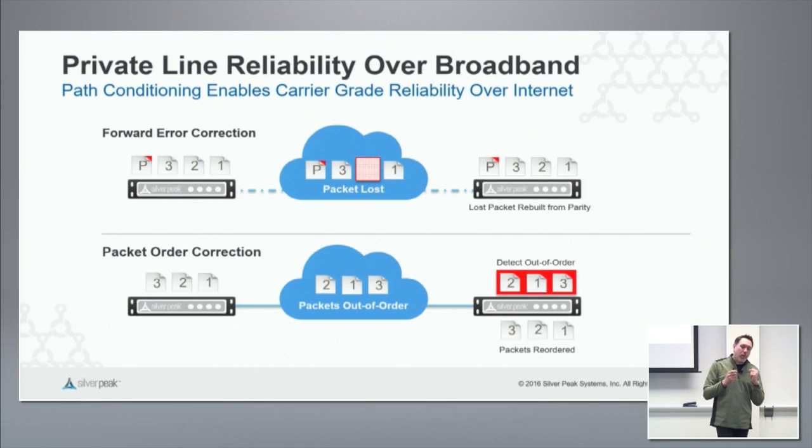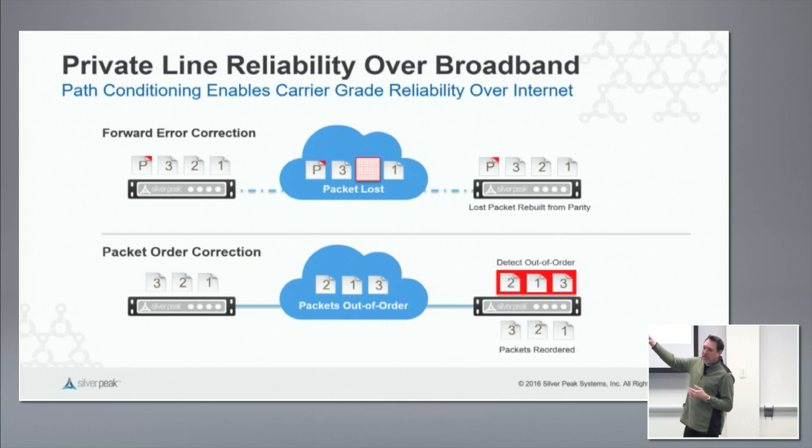I mentioned earlier about path conditioning. So some of the techniques that we can employ to make an internet link behave like it's a private line. I'm going to go through it first in just the simple case of let's pretend there's just one link and how does this work? And this will go to that question about out-of-sequence packets. So one of the first things that can happen in any unreliable network will be that you can lose packets. So what we do is employ a technique that we call forward error correction to fix that.